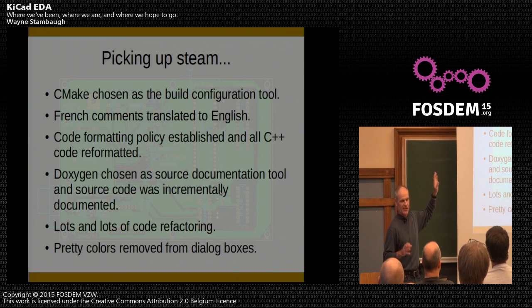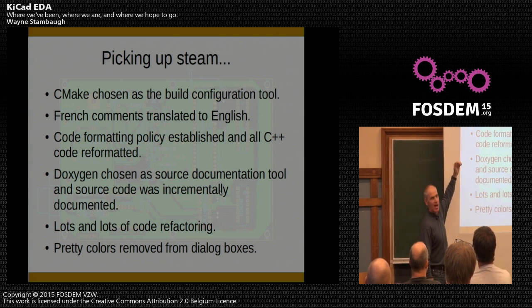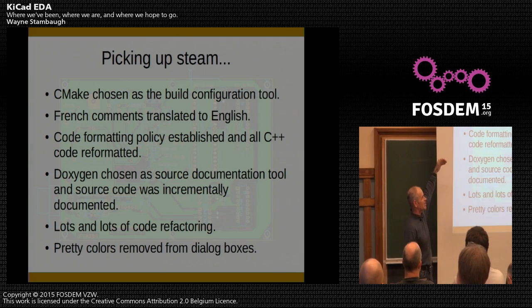There was a series of hand-rolled makefiles, so building it was always tricky. It didn't do any dependency checking, so you didn't know if your libraries were all there. So we used CMake as a build configuration tool.